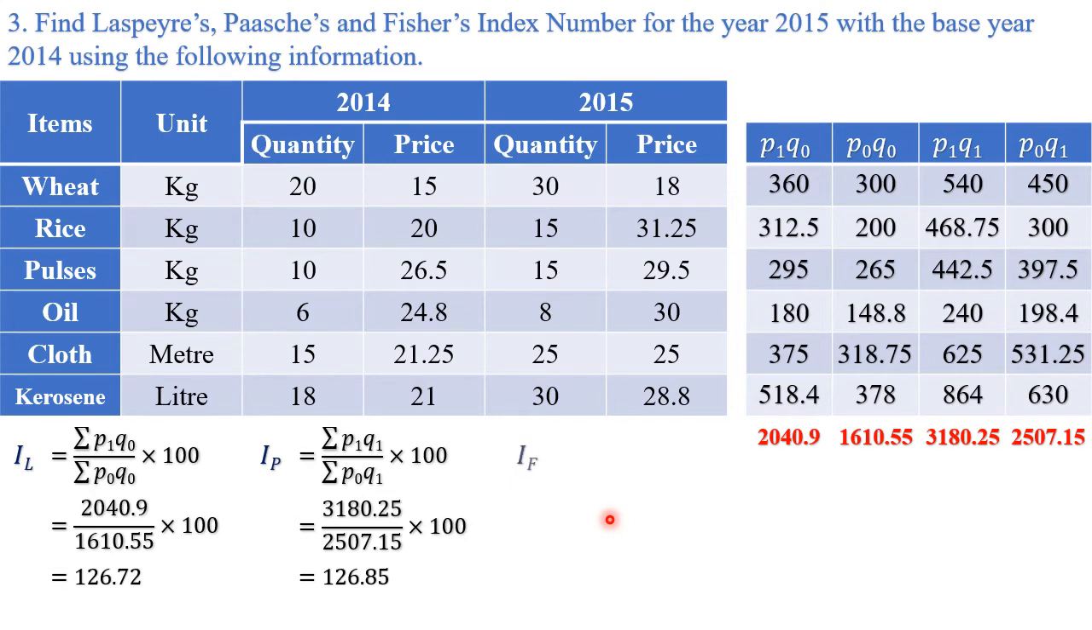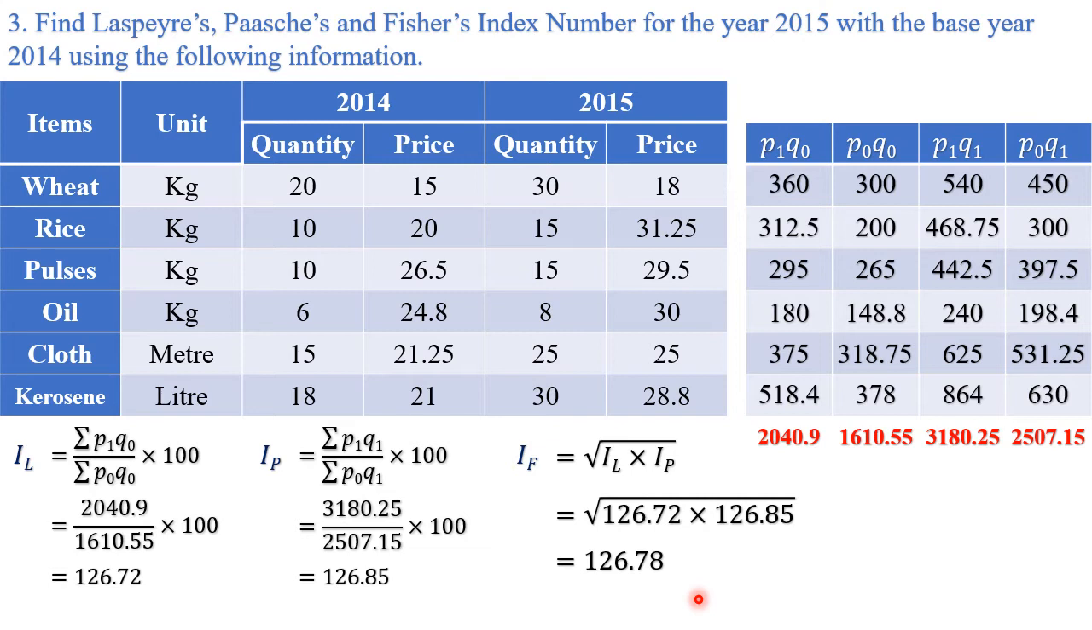Last we have to calculate the Fisher's index number. It's simple, it is just the geometric mean of these two answers. So you just need to write down these two answers in the equation here, multiply them and take the root, and you will get your answer 126.78.